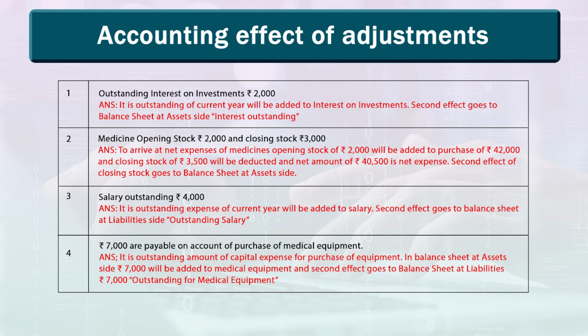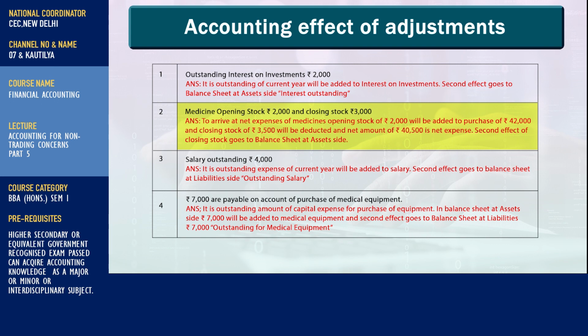The second adjustment is medicine opening stock of rupees 2,000 and closing stock of rupees 3,500. To arrive at net expenses of medicines, opening stock of rupees 2,000 will be added to purchase of rupees 42,000 and closing stock of rupees 3,500 will be deducted, and net amount of rupees 40,500 is net expense. Second effect of closing stock goes to balance sheet at asset side.